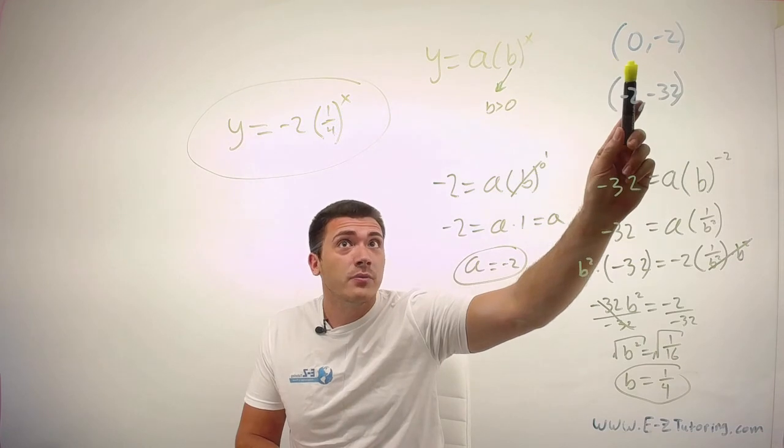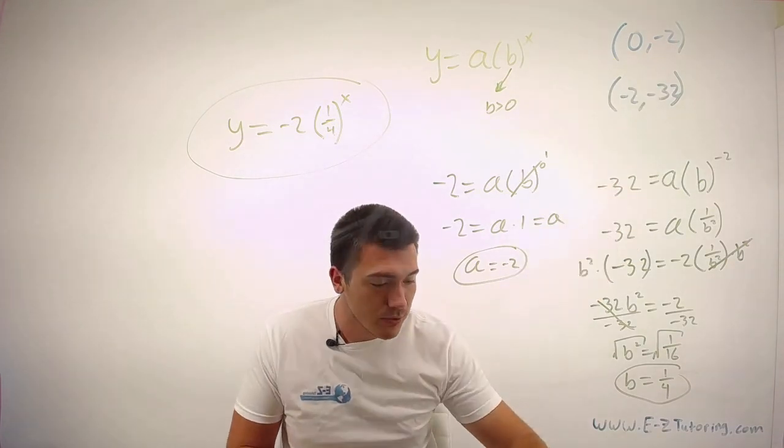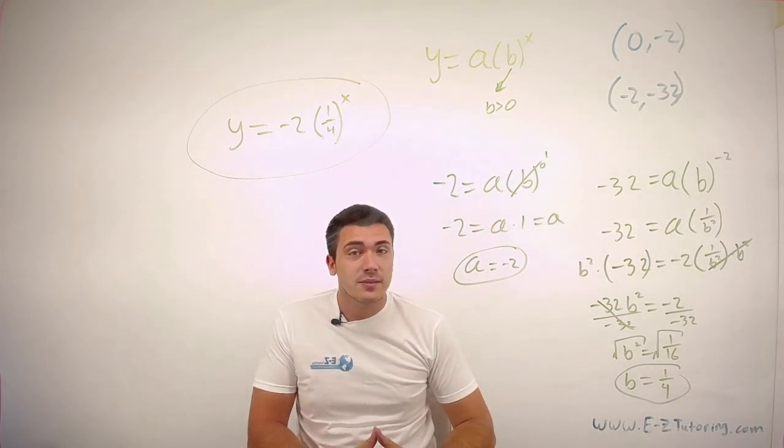If you plug in a 0, you should get -2, and if you plug in a -2, you should get -32. So I did 2 examples. I hope you guys understand this topic now.